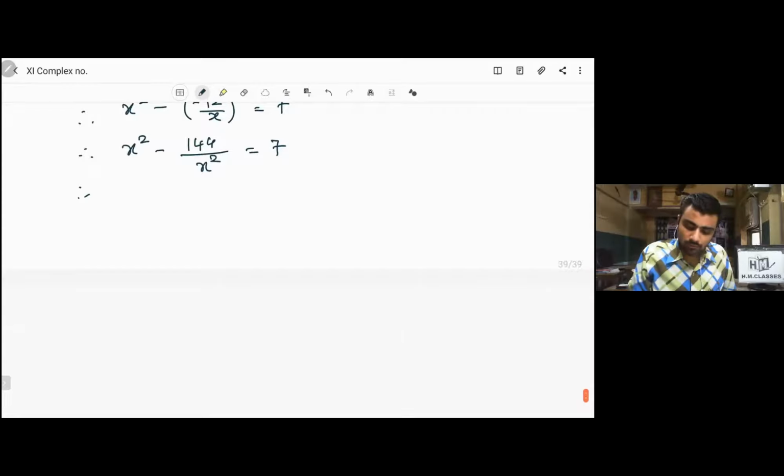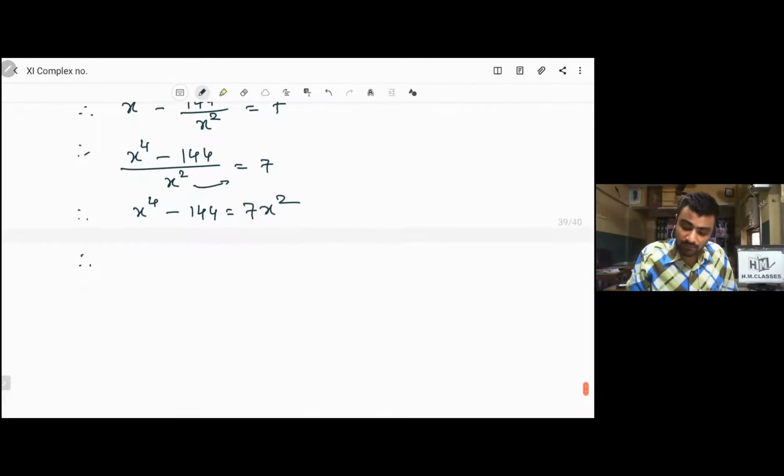Therefore, now you cross multiply. So this is going to be x raised to 4 minus 144 upon x square is equal to 7. Therefore, take this x square across. So it is becoming x raised to 4 minus 144 is equal to 7x square. Arrange it in one place, on the left hand side: x raised to 4 minus 7x square minus 144 is equal to 0.